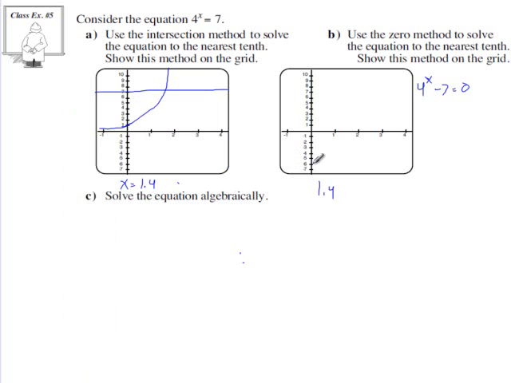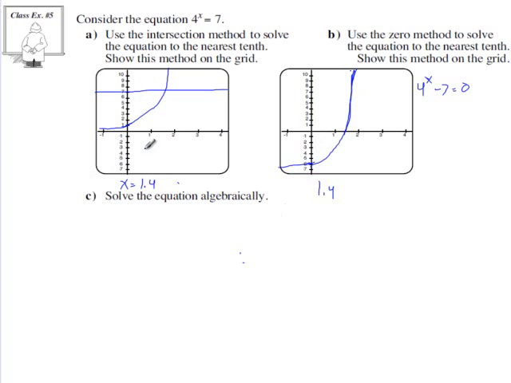If you were to draw it this time, your graph is crossing the y-axis at -6, and it'll cross the x-axis at 1.4-ish. So it looks something like that. Again, probably neater for your version.